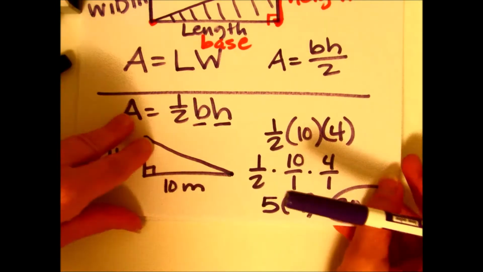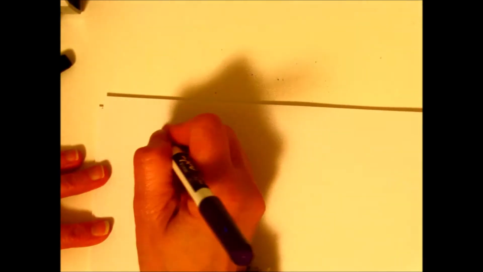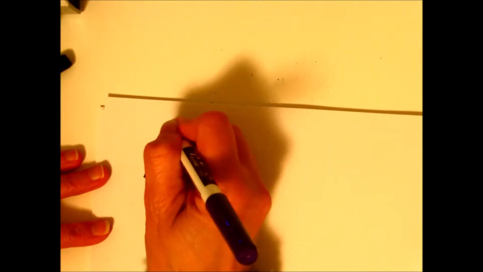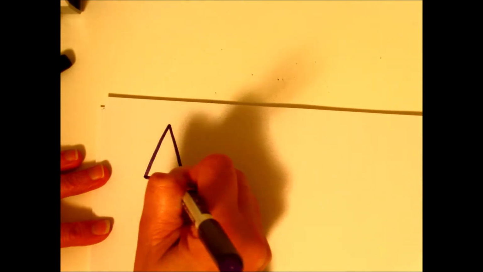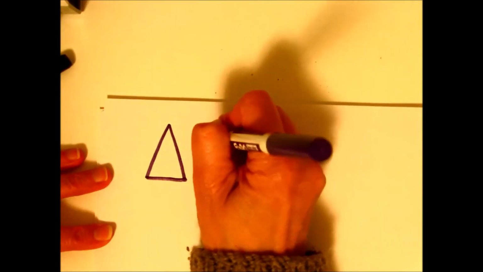I'm going to give you a couple more. In this next one, the triangle is going to look a little differently. This is an isosceles triangle.